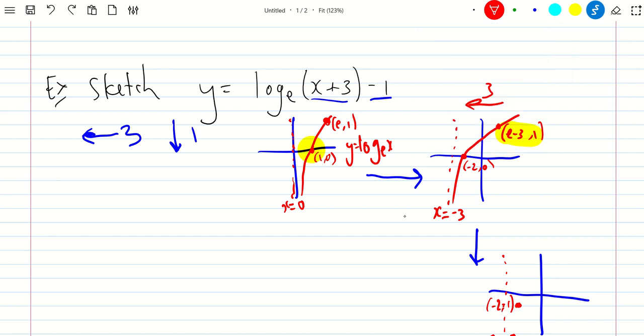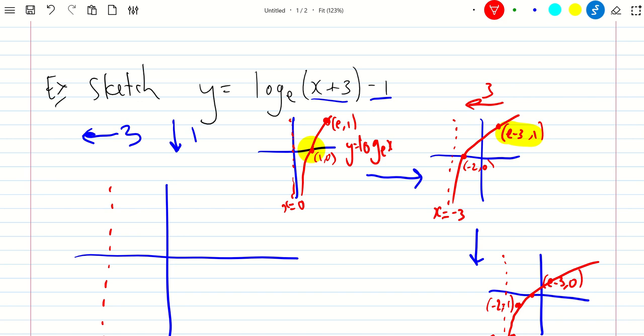It's going to be about there. And that will be the point e minus 3, 0. It's going to go through there, and the graph's going to come up like that. Okay, so I'm just sketching it on here, but the finished graph will look like this.